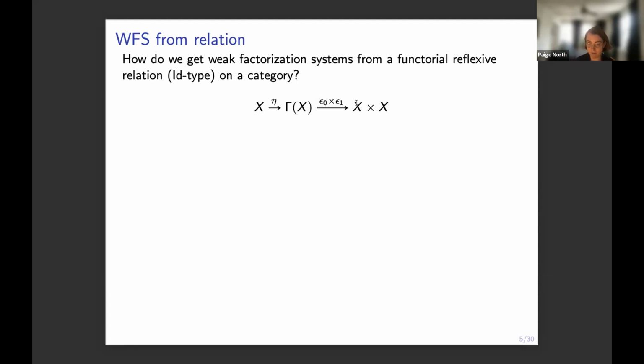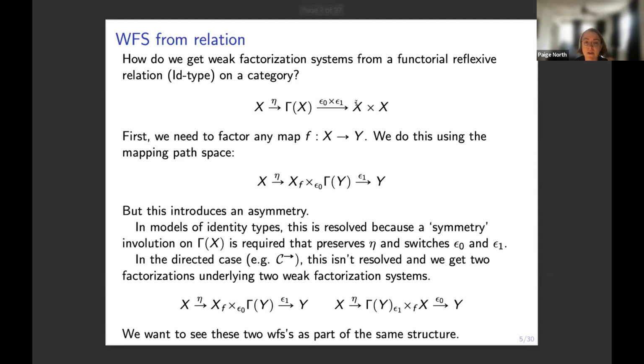So if we have this kind of structure that for every object X gives us a diagram like this in a category, then we can try to create a weak factorization system, doing exactly what Benno did in the last talk. We can factor through the mapping path space here for any morphism f from X to Y. Okay, so I just want to point out that this introduces a kind of asymmetry, because to do this pullback here, we're using the first endpoint, and then we're projecting out of the second endpoint of this component here.